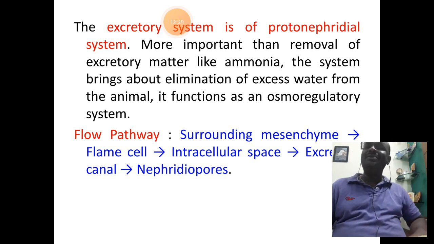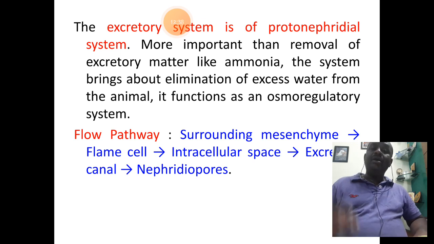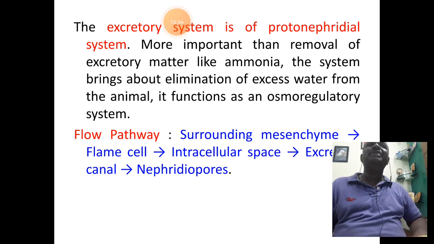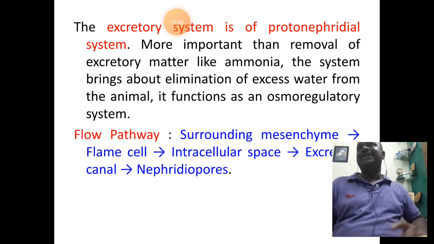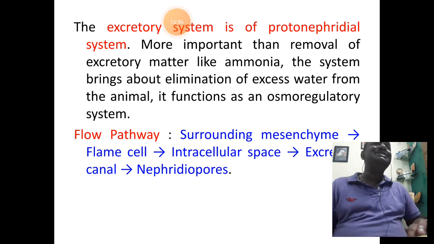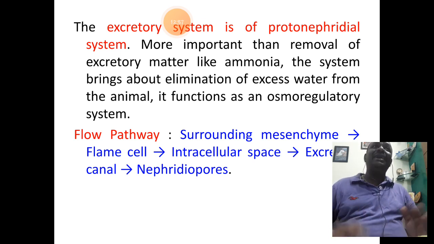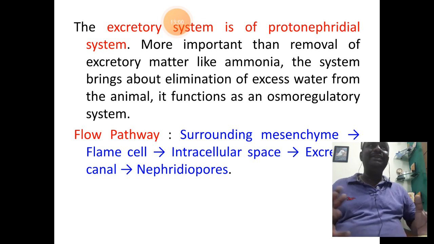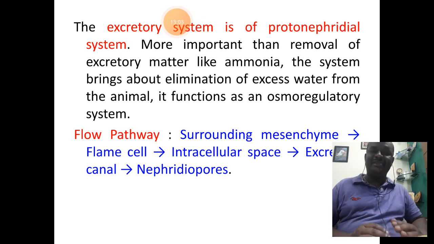As we have discussed, the matter of excretion is ammonia, carbon dioxide and even the salts. But the very predominant or very important function of the excretory system in planaria is to maintain the water level within the body. We call it osmoregulation. So osmoregulation is the actual process that the excretory system balances. Osmo means water, regulation means maintenance. So maintenance of water level within the body is brought about by the excretory system.